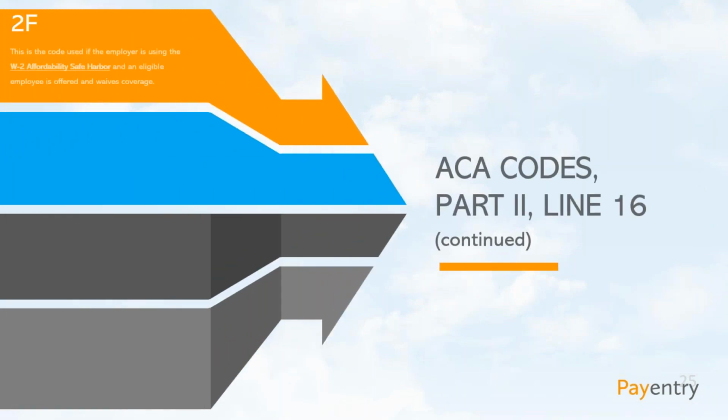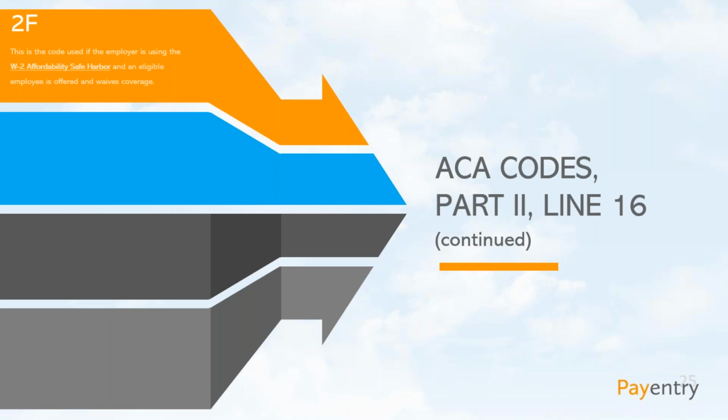2F is the code used if the employer is using the W-2 affordability safe harbor and an eligible employee is offered coverage and waives it. So if someone in your company is offered coverage and you're using the W-2 safe harbor, then you would use 2F to say, I offered this person coverage and they turned it down.